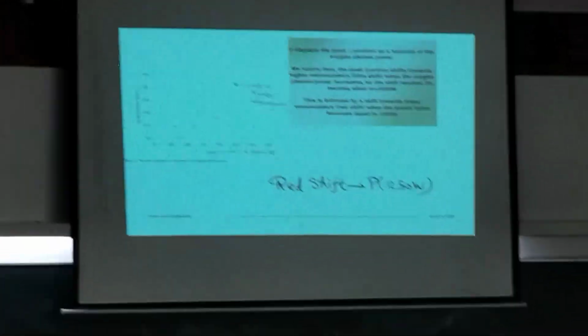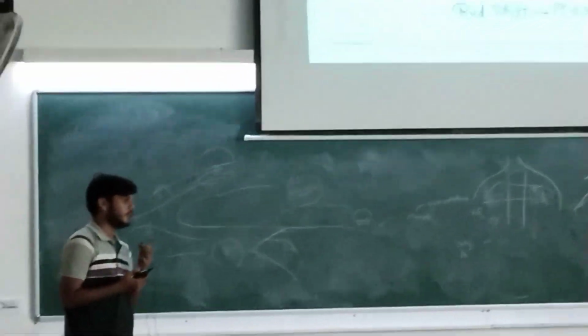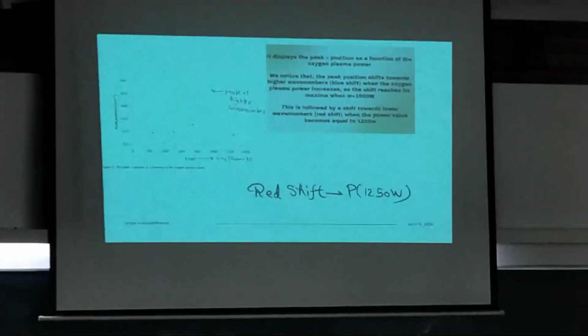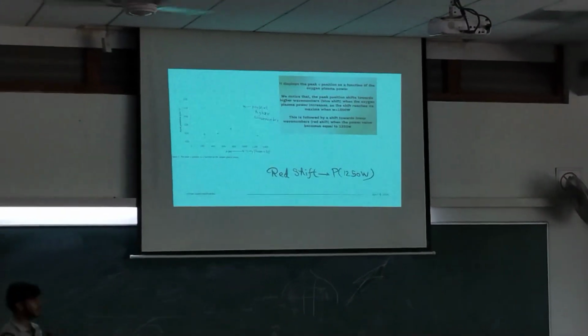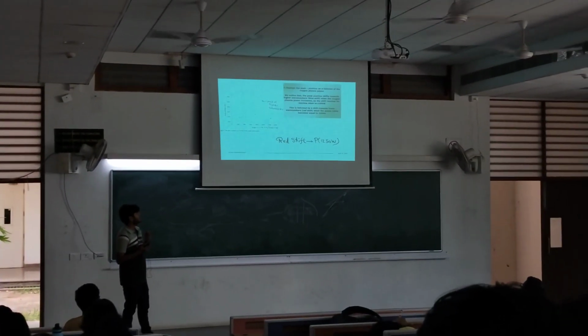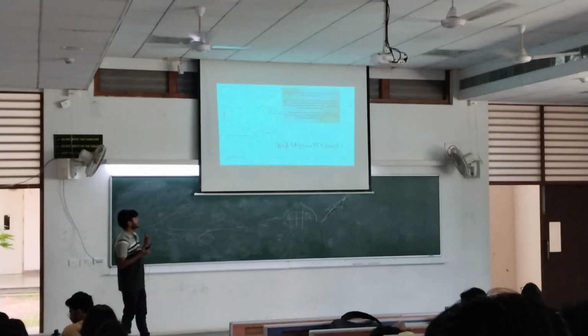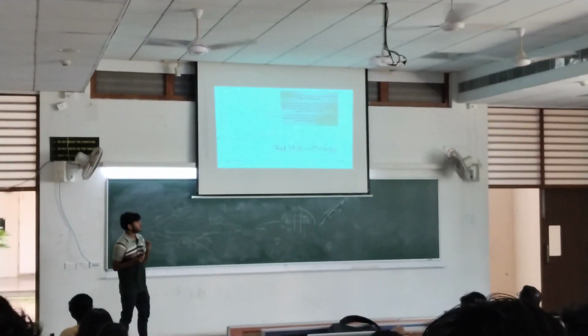And this graph is showing the red shift and blue shift. Blue shift is the shift of the peak to the higher wave number with the power transfer of 100 watts, and the red shift refers to the shift of the peak to the lower wave number as the power shifted to 1250 watts.